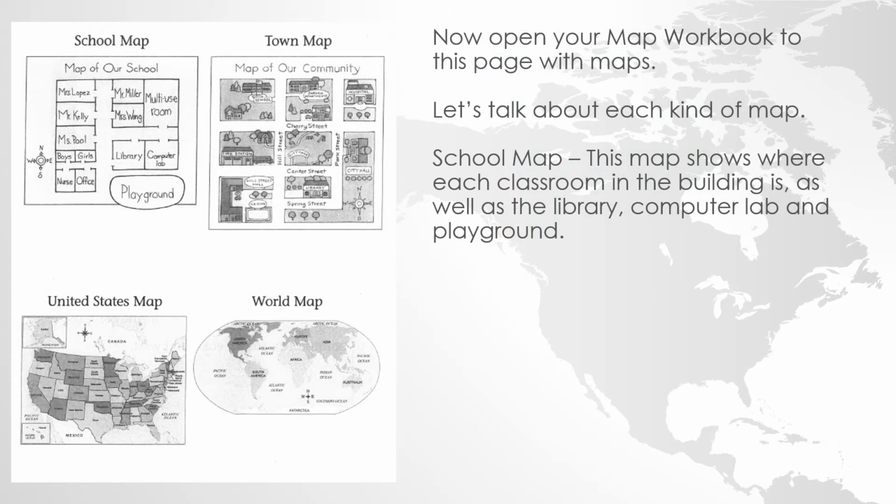Now we're going to open our math workbook to this page with the 4 different maps. Let's talk about each kind of map. Start with the school map. Circle it here. A school map. This map shows where each classroom in the building is, as well as the library, computer lab, and playground.